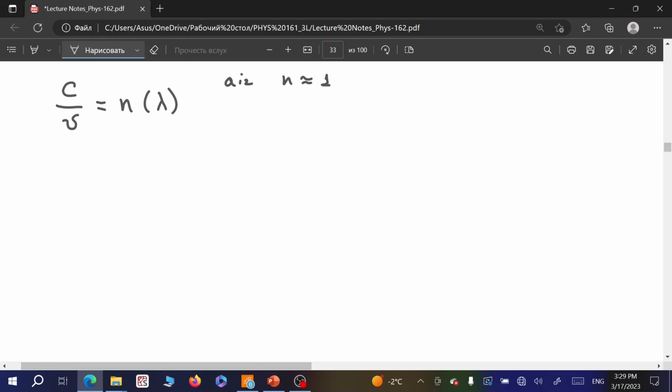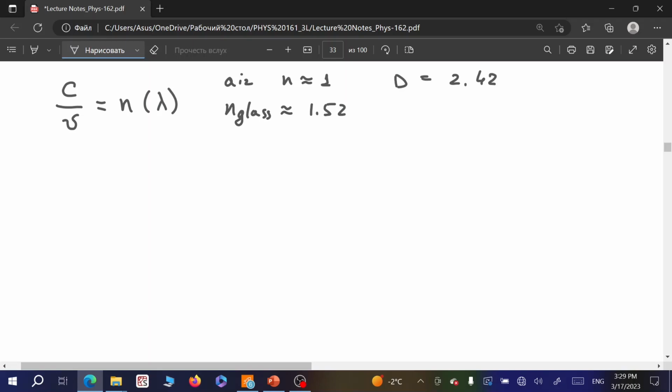However, for different, let's say, solid state materials, we get already significantly larger values of n. For instance, n of glass will be something around 1.5, 1.52. And for instance, if we deal with diamond, that will be 2.42.